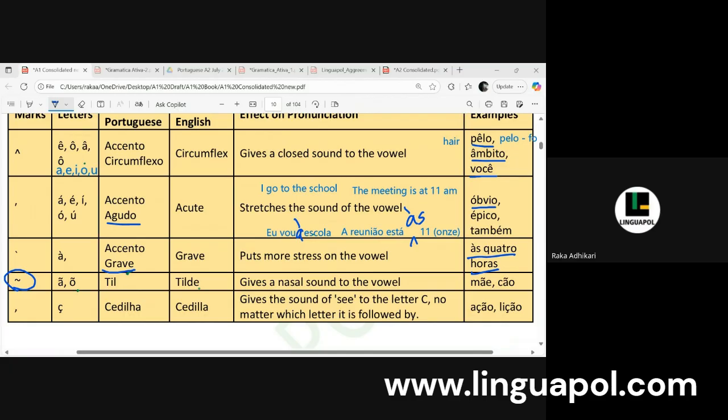Examples, look at the examples. First one is mãe. Mãe means mother. Very common word, and we have an accent here. Mãe. Then cão. Cão also means dog. Same meaning as cachorro. There are plenty of words in Portuguese language which has the accent til. Wherever you see this accent, it means that you have to give it a nasal sound.